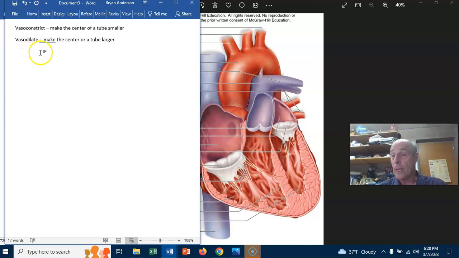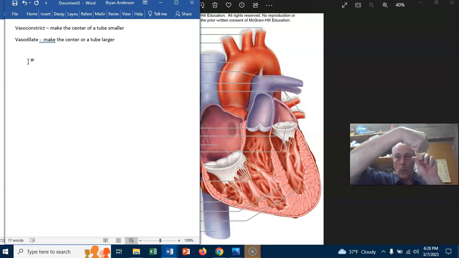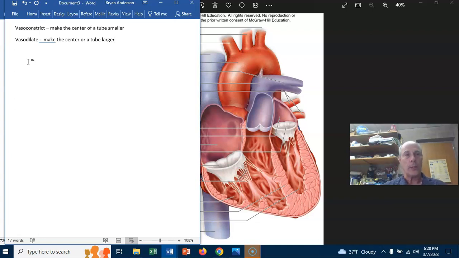Now we're going to talk also about vasodilation. To dilate would mean to make the center of this tube larger, to expand this tube. If you did that, then you would be pushing the same amount of fluid through a larger opening, and that would relax the pressure on the system. There would be less pressure on the walls of this tube if the tube were larger and pushing the same amount of fluid through it. So vasoconstrict, make the tube smaller. Vasodilate, make the tube larger. Hopefully that makes sense.